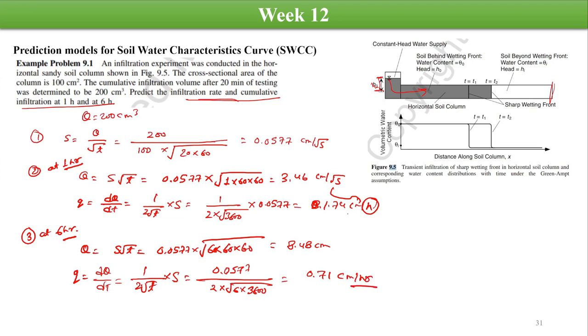So after 1 hour, the infiltration rate is 1.74 centimeter per hour. After 6 hours, it decreased to 0.7 centimeter per hour. Okay, please have a look at this question and do let me know if you have any doubt.